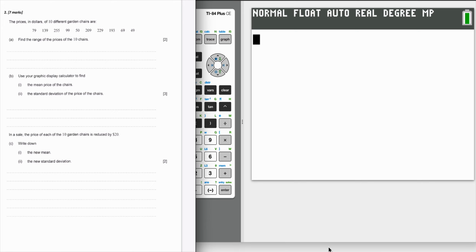Using the descriptive statistics, we have to find out the range, the mean and the standard deviation for the prices of different garden chairs. So we're given the 10 pieces of data, and that's in raw data form, so that's why it's just listed as data. And the first thing we need to do is to find the range of those values.